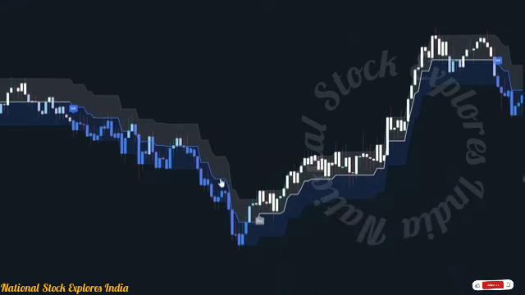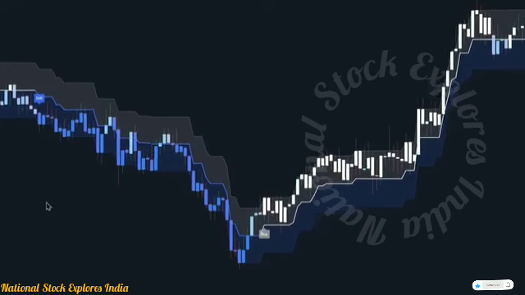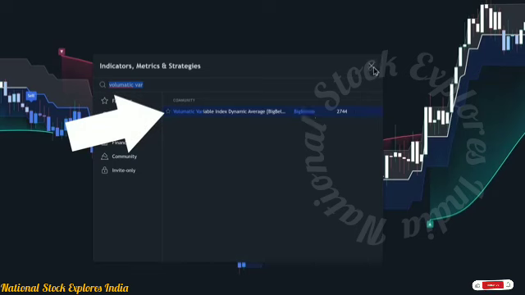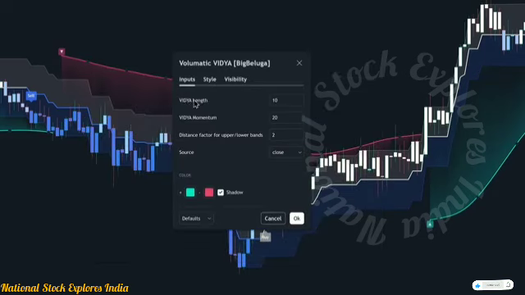But in order to take advantage of these buy and sell signals, we need to add an indicator known as the Volumatic Variable Index Dynamic Average, or the VIDIA indicator. This one by Big Beluga. Double click on it, and then you want to change the VIDIA length to 34.